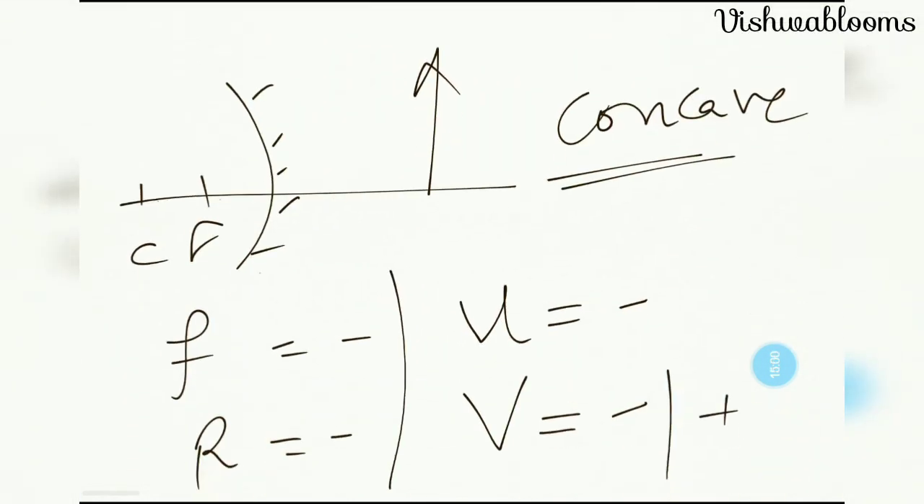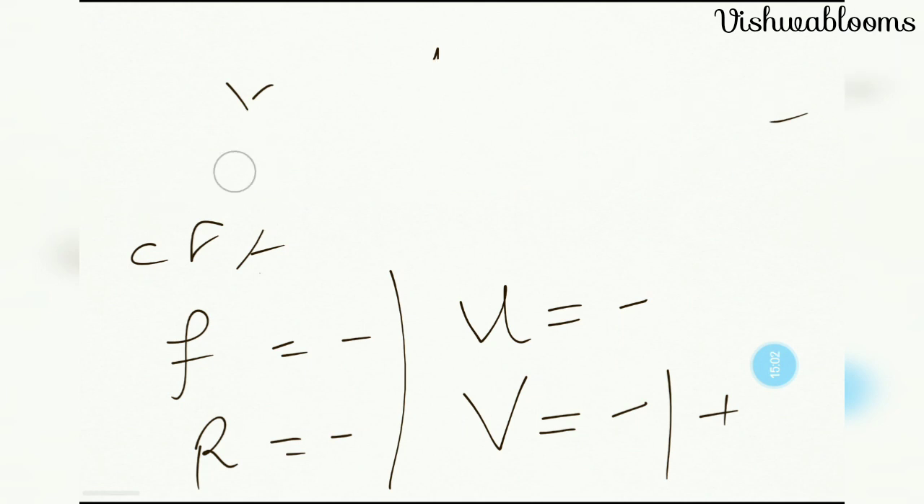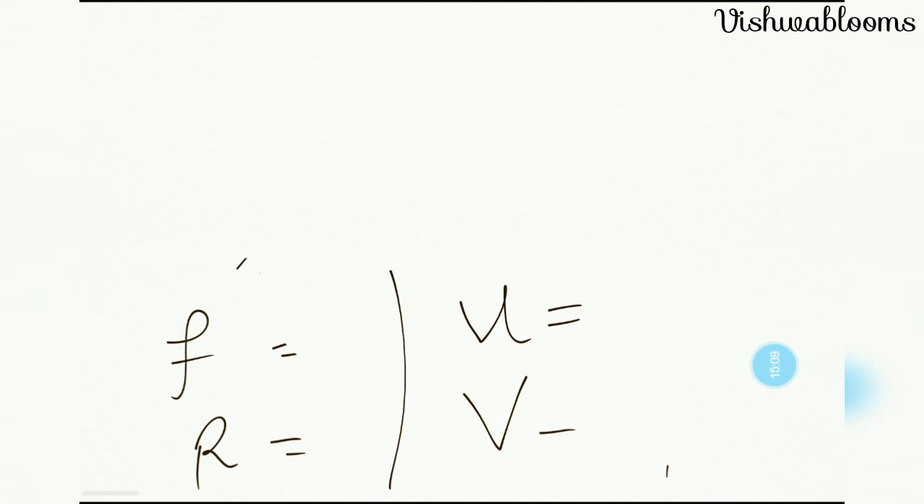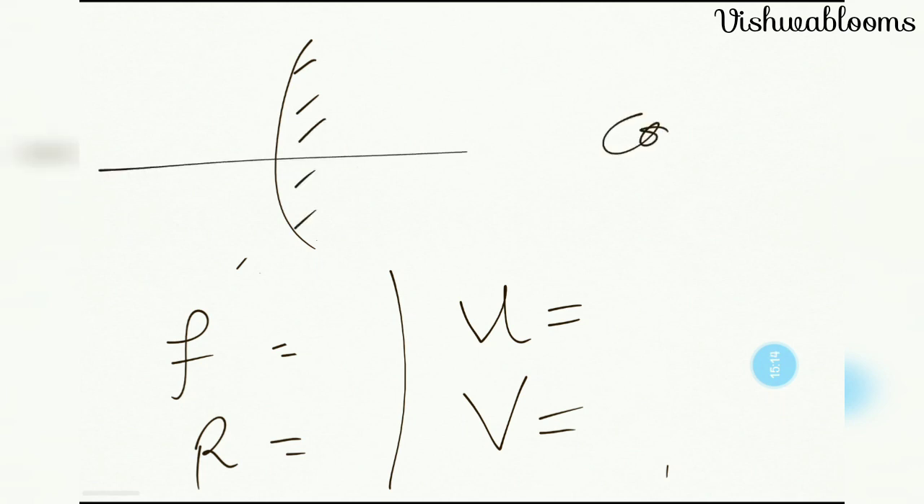Now for convex also I will tell you, just see that. For a convex mirror also, how focus and everything is there, I will tell you, so no need to worry. Now this is a convex mirror. This is the focus, this is the center of curvature. Now for a convex mirror, focal length is always positive because it is towards the right, that's why. Radius of curvature is also positive. Object distance, obviously it is going to be negative for both mirrors. Object distance is negative for both the mirrors.